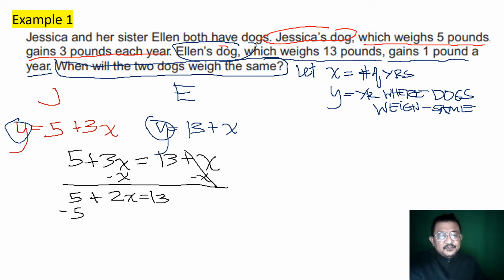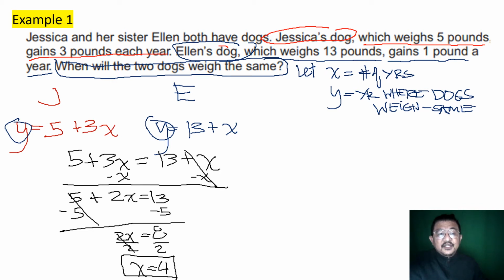Minus 5 for you, minus 5 for you. That cancels out. 2x is equal to 8. I need x to be alone. Divide by 2, divide by 2. That cancels out. x is equal to 4. Oh, so in 4 years, their weight should be the same. When? In 4 years. And what would be the weight of those dogs?